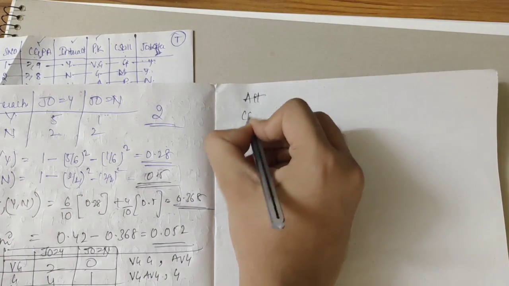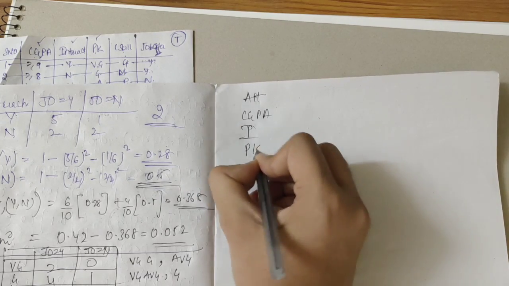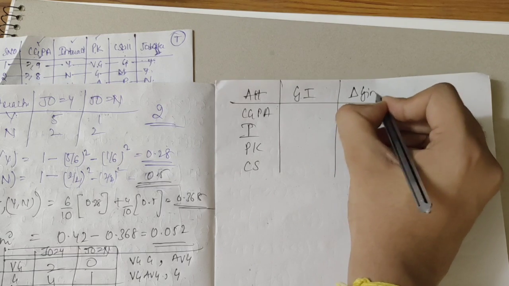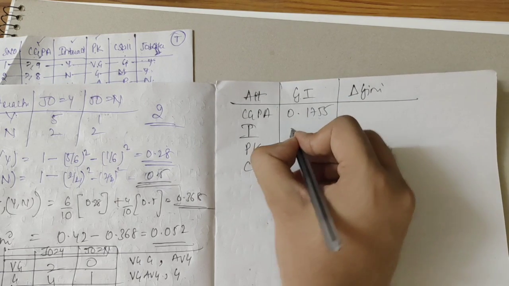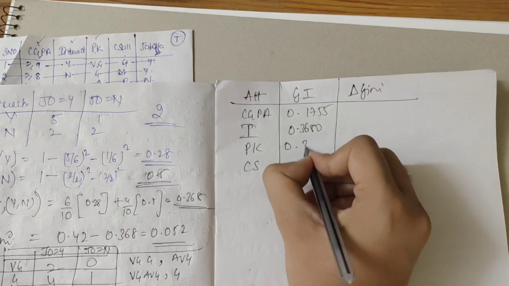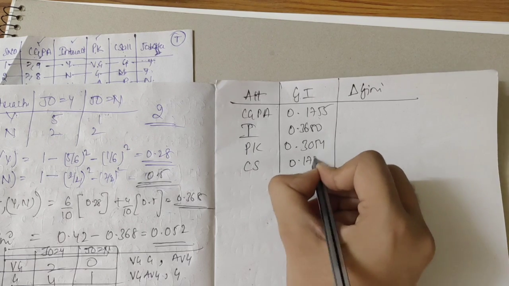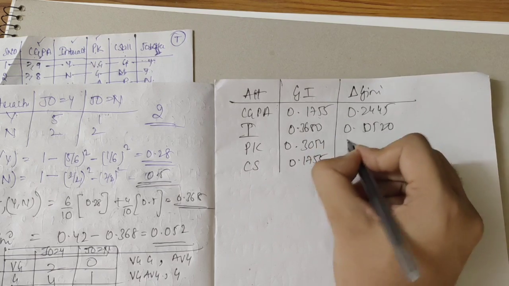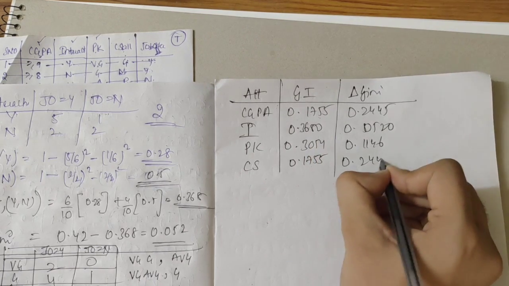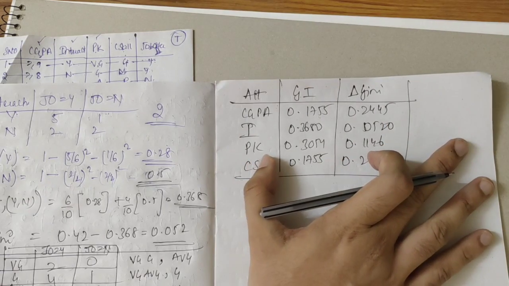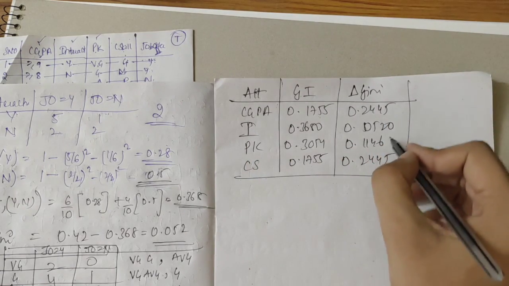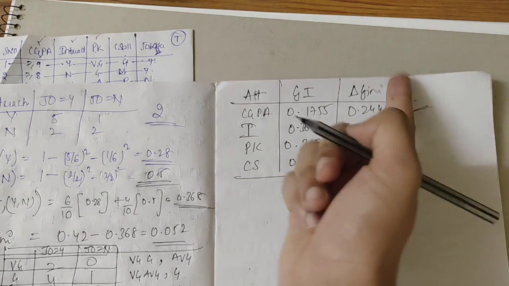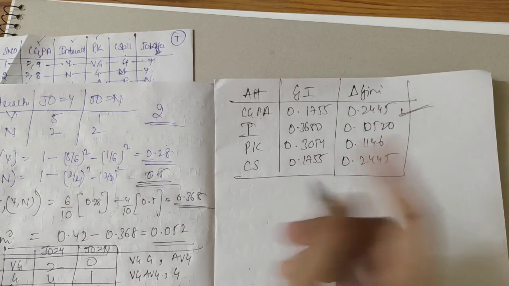So attribute, CGPA I have, interactiveness, practical knowledge, communication skills. On this side I have Gini index and this side I have delta Gini. I'll write 0.1755, all the values which I have obtained. This side 0.2445, 0.0520, 0.1146, 0.2445. Out of these, I need to select the maximum delta Gini. Maximum delta Gini is in CGPA, right? 0.2445. It is the same in CGPA and communication skills. Out of these two, anyone could be selected.